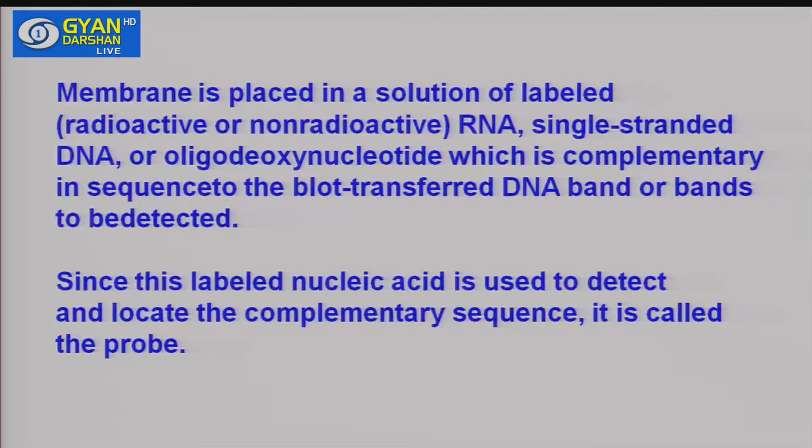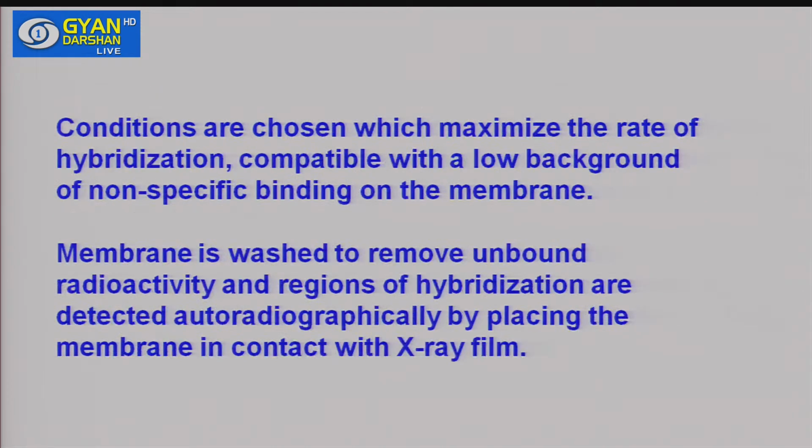Now what you do, as I already told you, I am just repeating once more: the membrane is placed in a solution of labeled RNA or single-stranded DNA, which is complementary in sequence to the blot-transferred DNA band or bands to be detected. Since this labeled nucleic acid is used to detect and locate the complementary sequence, we call it a probe. I already told you that the radiolabeled sequence is called a probe.